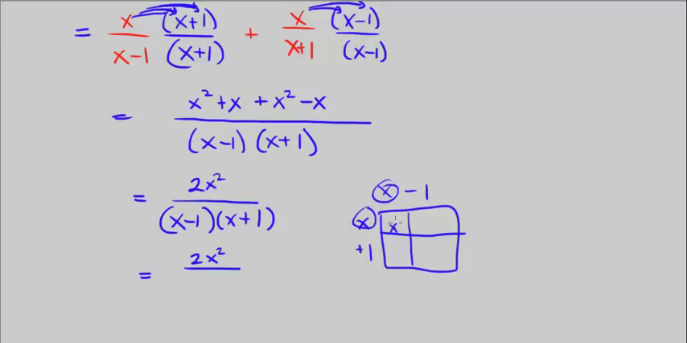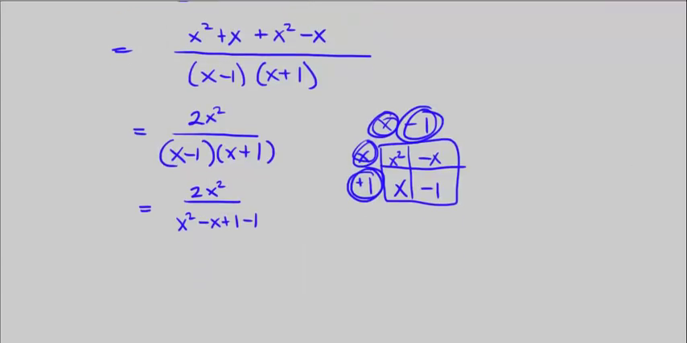X times x is x squared. X times negative 1 is negative x. X times positive 1 is positive x. 1 times negative 1 is negative 1. So I have x squared minus x plus x minus 1. Sorry, let me rewrite this. X squared minus x plus x, minus 1. And I can see quickly that minus x and positive x cancel out. So I have 2x squared over x squared minus 1.